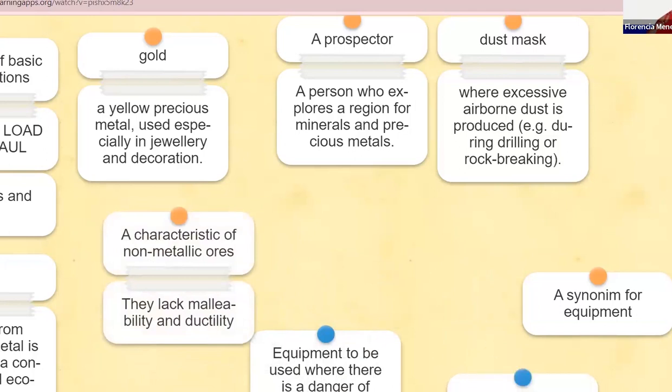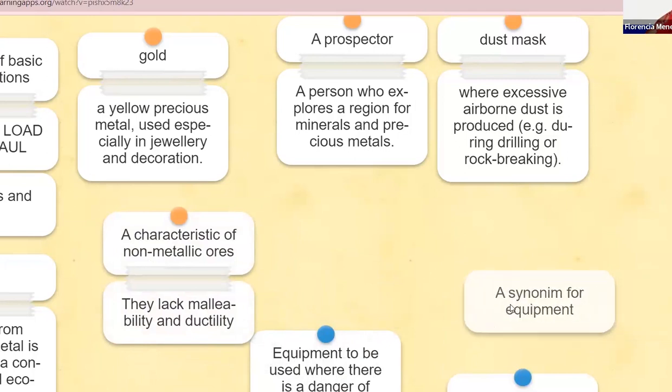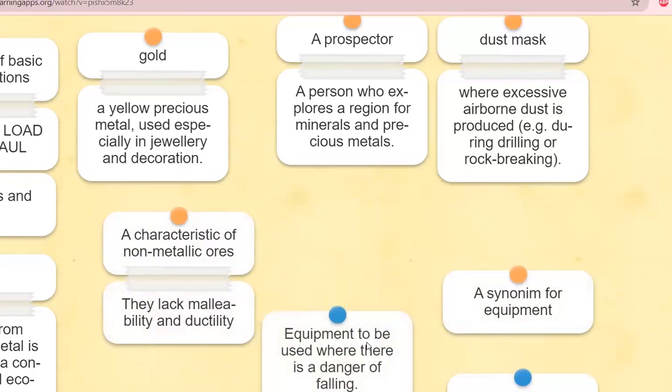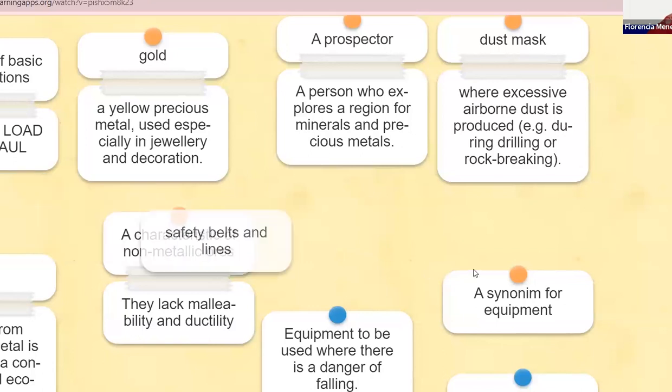And then finally, we have two pairs left. Let's see. Oh, where is the other one? To the left. Okay. Oh, it should be here. Yes, you're right. Sorry, I couldn't see. Thank you, Pablo. So, Carol, what about a synonym? Sorry, there is a spelling mistake. It should be Y there. A synonym for equipment. What is that?